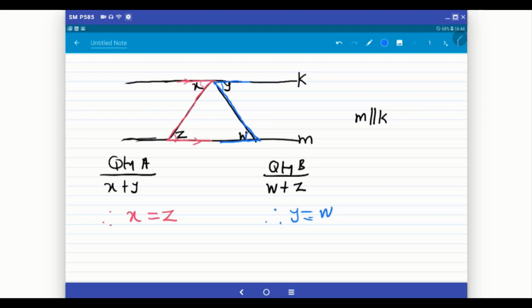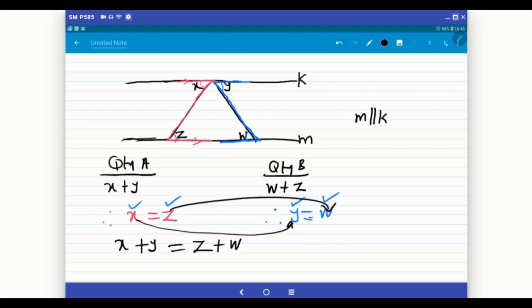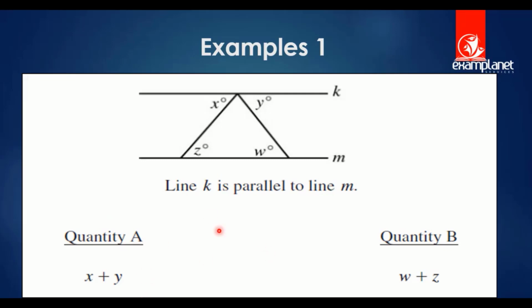They are alternate angles. Therefore, if X is equal to Z and Y is equal to W, then what does that mean? It means X plus Y, that's this, must be equal to Z plus W, this. So the two quantities are equal, and the answer will be C. That is the solution to the question. The two quantities are equal, so our answer will be C. Quantity A is equal to quantity B.